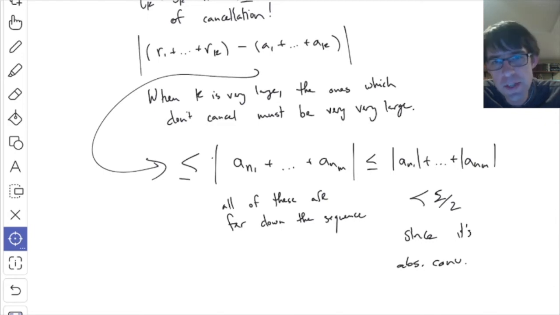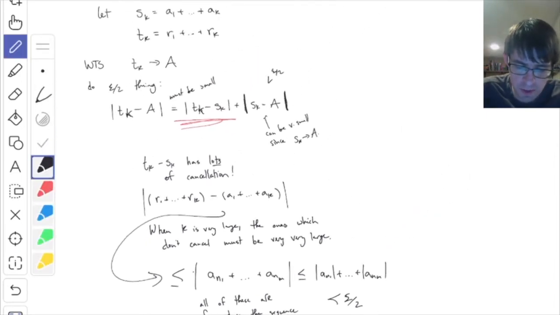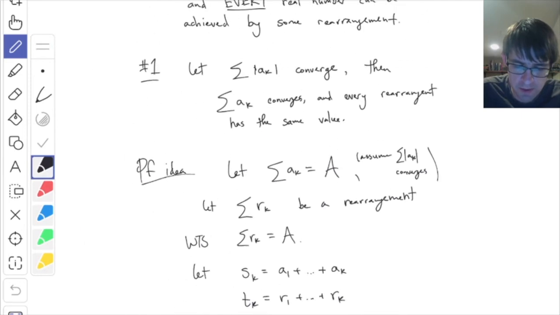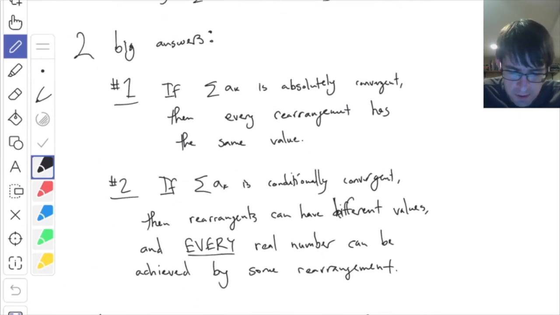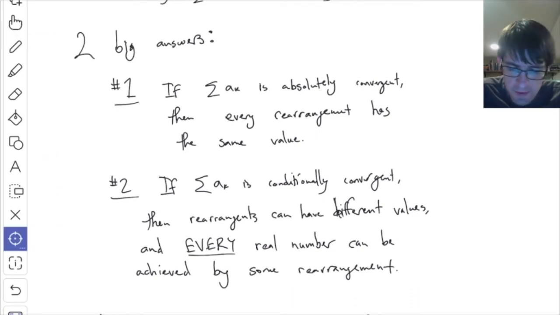In my opinion, the second fact is more interesting and actually much easier to see. So this is what I wanted to talk about today. This is sort of the hard part. Remember, I wanted to talk about these two big facts. I just said the first one. If the sum is absolutely convergent, then every rearrangement ends up having the same value.